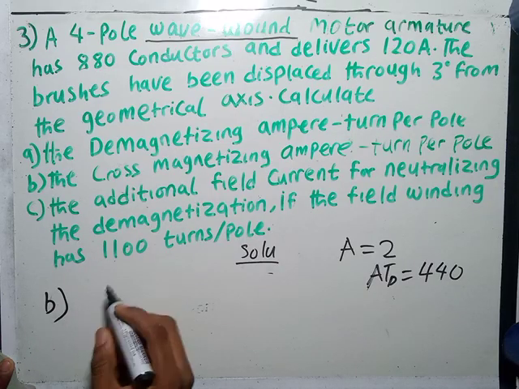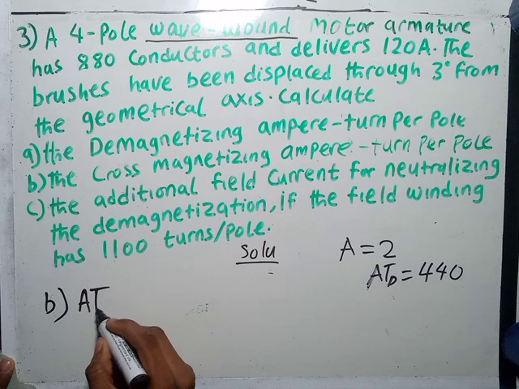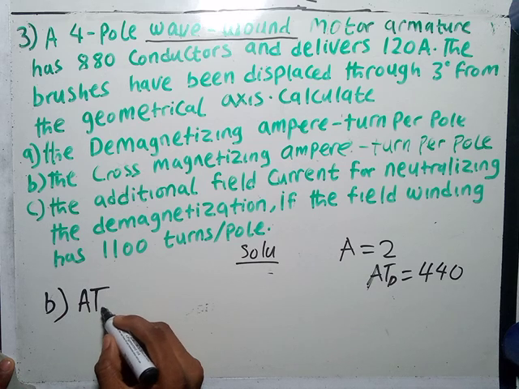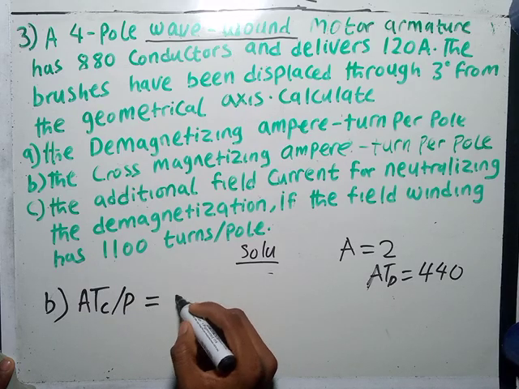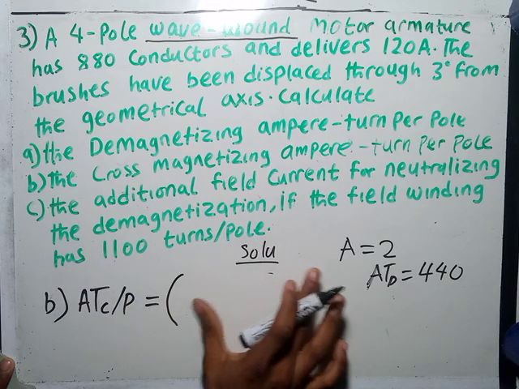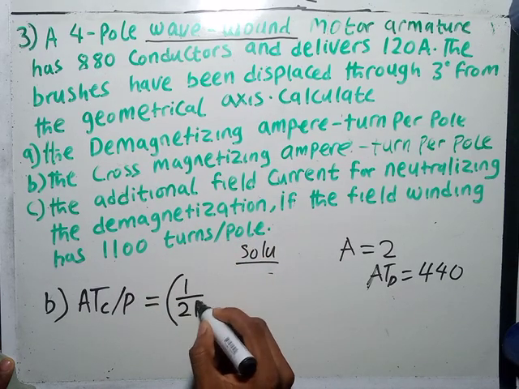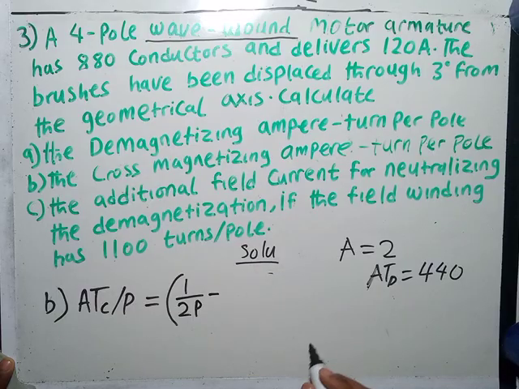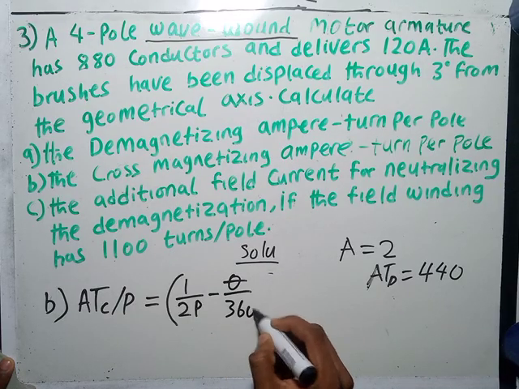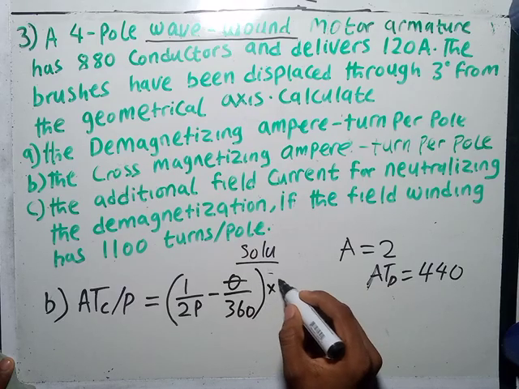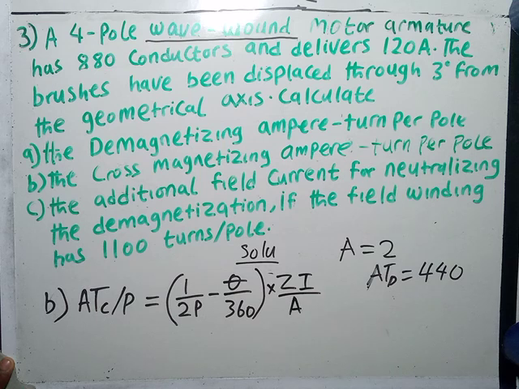So, moving over to the next one, which is your B. You have that for your cross magnetizing ampere turn per pole. This is ampere turn, that's the meaning of the AT, ampere turn per pole. You have this in brackets. The only slight difference between this and your demagnetizing is just the presence of this 1 over 2p and then your minus. Every other thing repeats itself: your angle over 360 multiplied by ZI over A.